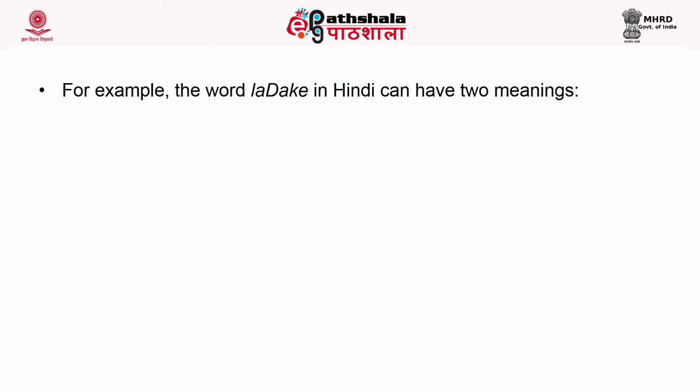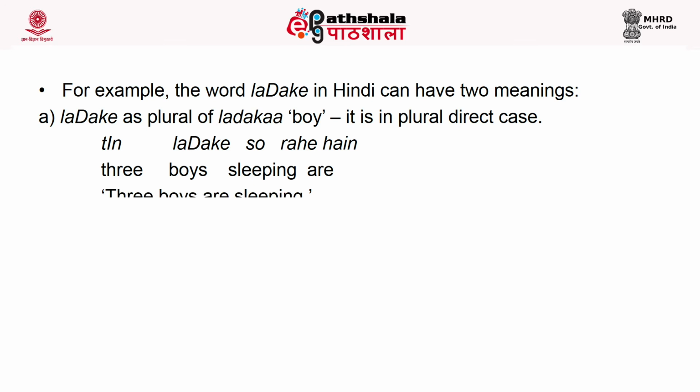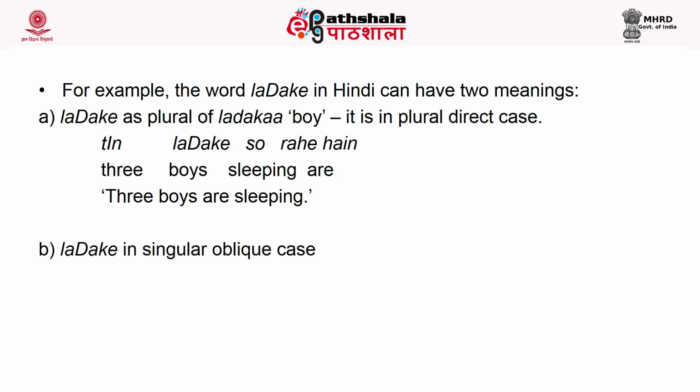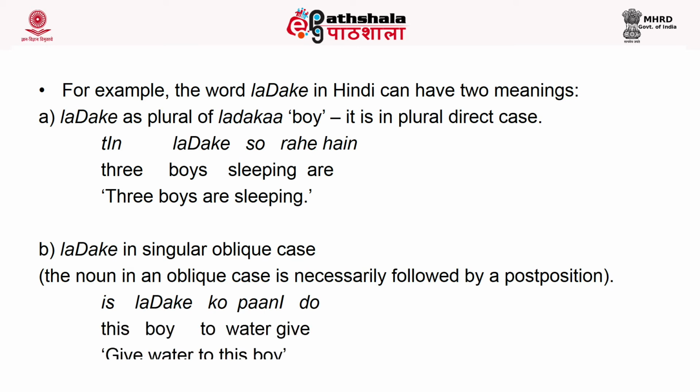Now, an example of ambiguity. In Hindi you have the word ladke, which can have two meanings. One is more than one ladka, more than one boy, that is the plural of ladka. The other is when it is in the oblique form, when it is followed by a postposition, like ladke ne khana khaya, ladke ko bhook lagi hai, ladke mein kami hai, etc. So ladke on the one hand is the plural of ladka, on the other hand it can be singular and be in the oblique form. So how is it analyzed? When it is in the direct case: teen ladke so rahe hain. When it is in the oblique case: is ladke ko pani do.